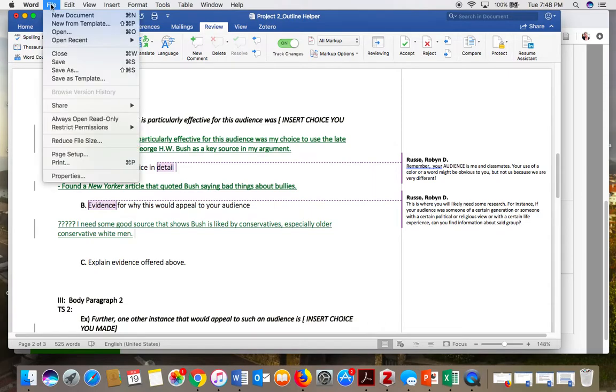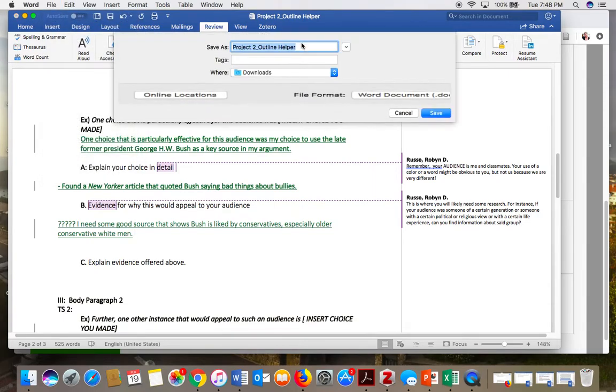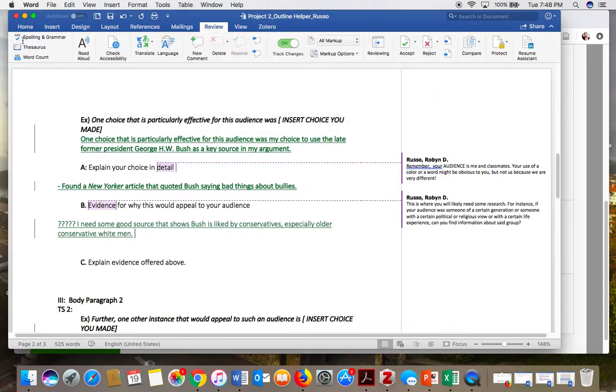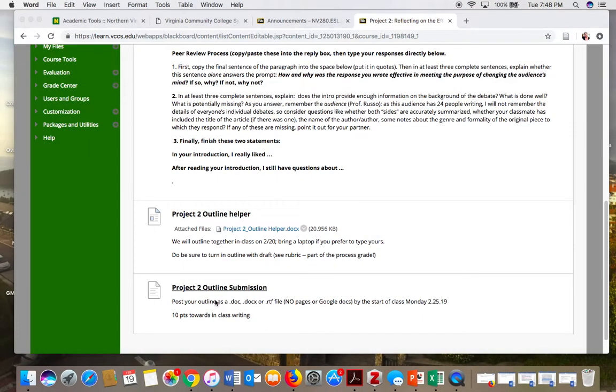Okay, so I'm just going to save this one with my name on it. Because that's exactly what I want you to do. Just go ahead and save the document with your name on it. And then what you're going to do is submit it here by the start of class. So it's 10 points towards in-class writing. This is something you need to do anyway. It does count towards your process grade.